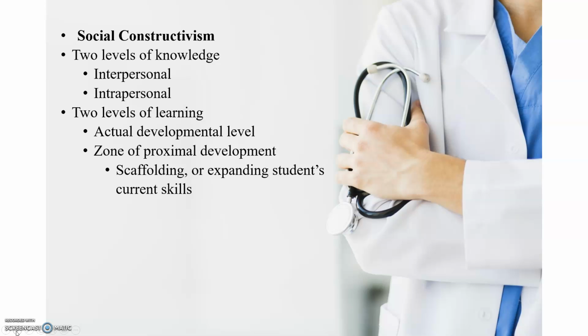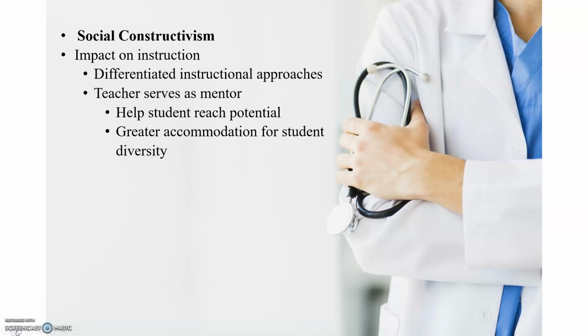The interaction between the two levels is mediated by cultural mechanisms. Vygotsky also identified two levels of learning: the actual developmental level, where a learner can perform the knowledge without assistance, and the zone of proximal development, where a learner can perform with assistance from someone more knowledgeable through scaffolding or expanding on current skills. The zone of proximal development is where the learner eventually internalizes the knowledge.